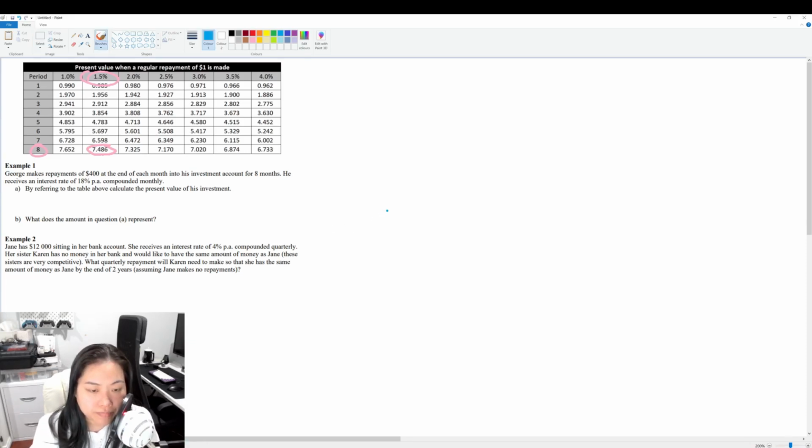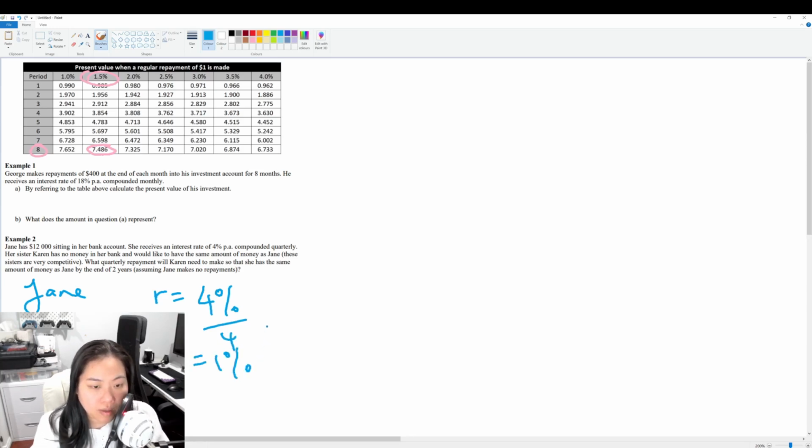Let's see what we know so far. We know that Jane has $12,000 sitting in her bank account, having an interest rate of 4% per annum compounded quarterly. So that's 4% divided by 4. So that's 1% per quarter. Her sister Karen has no money in her bank and wants the same amount in 2 years. All right, so how many quarters is that? That's 8 quarters. So let's have a look at our table. This time we're looking at 1% and we're still looking at the 8. So we are looking at 7.652.